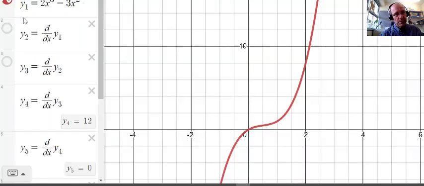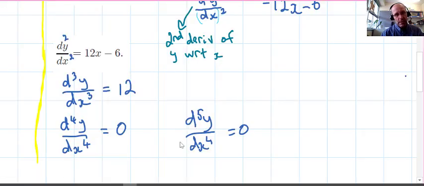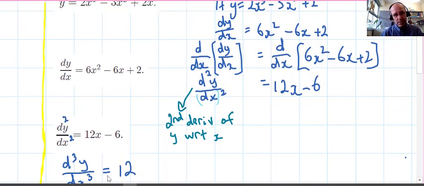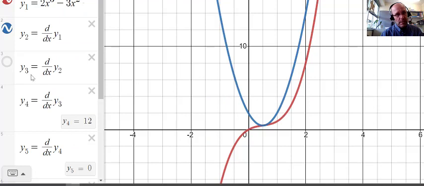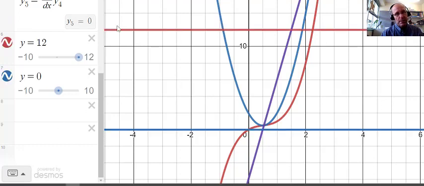And we've got the first function, 2x cubed minus 3x squared in the red there. And we've got the first derivative of that, which we found out just before, and it was a quadratic function. It was back on this page here. We saw that that was 6x squared minus 6x plus 2. And then the third one is a straight line. And then the fourth one and thereafter are just constants. Okay, so that's how it works.